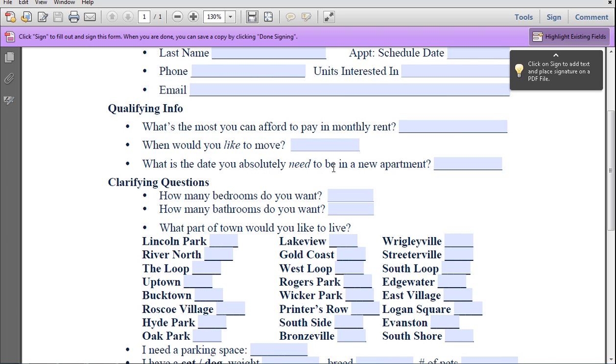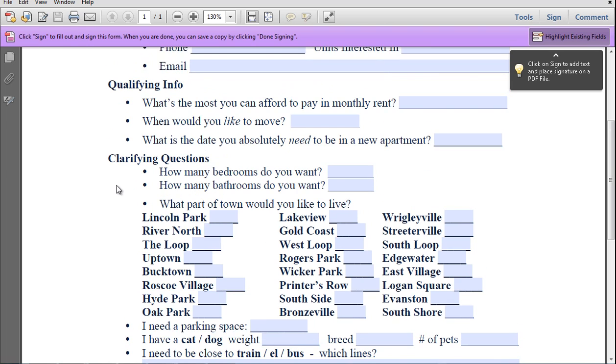Do I have that correct? And that's just a really great way to ensure that you have their information correct. Then some clarifying questions. How many bedrooms are you looking for?